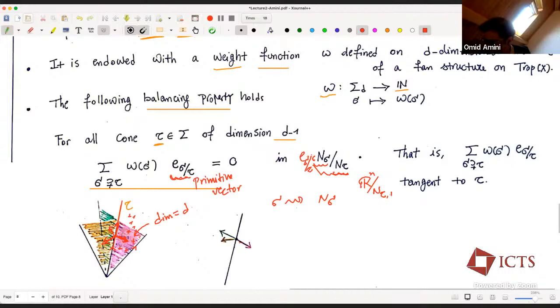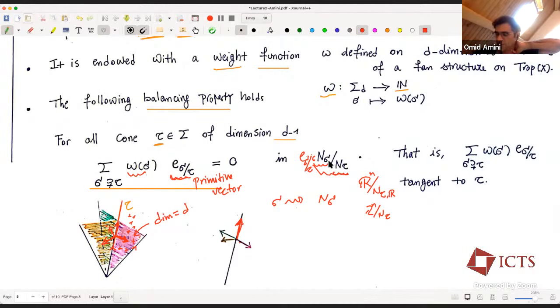Or you can say that this is happening inside Zn divided by n tau, which means that this is zero. So if you choose an actual vector inside like this, then the sum of these vectors will be tangent to tau. If you take the weighted sum, because these weights are associated with these three dimensional cones, you look at the weighted sum of these primitive normal vectors from tau to sigma, and the sum you get is a vector which is tangent to tau, so it will be zero if you quotient out by the vector space generated by tau. Okay, so it means that this is this.